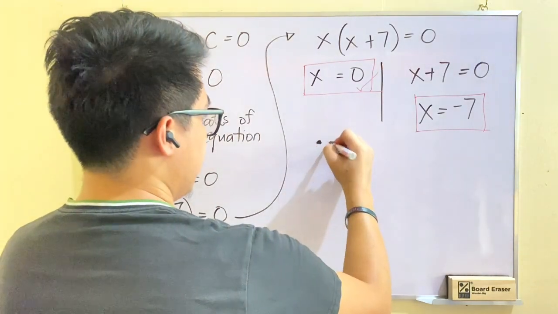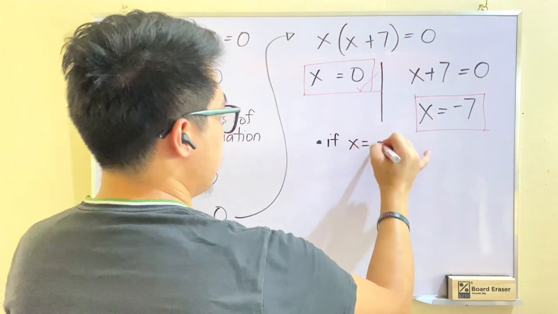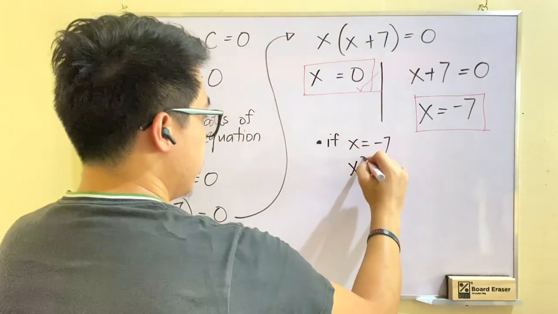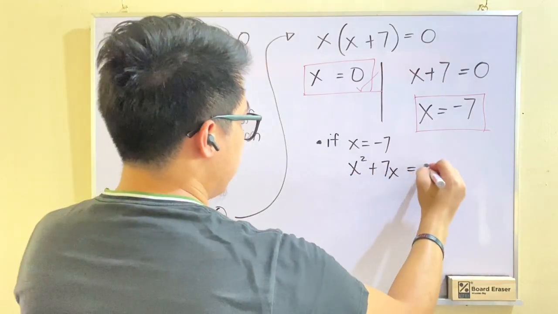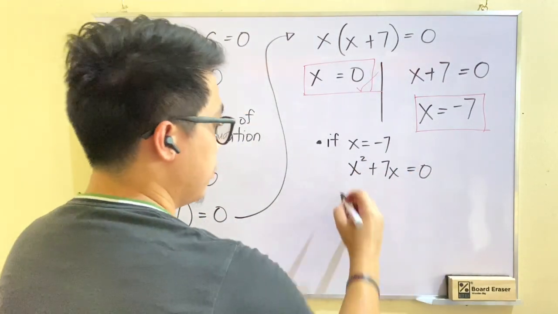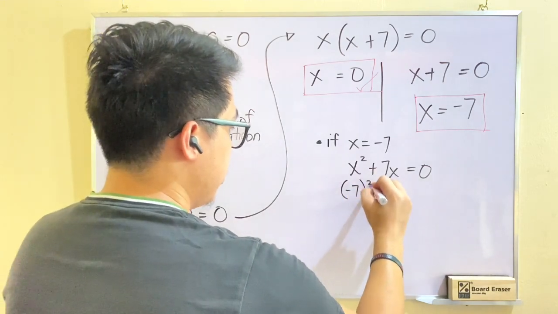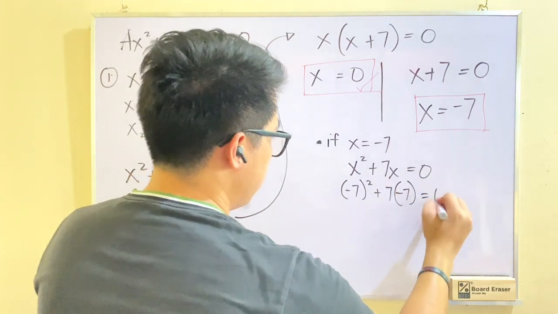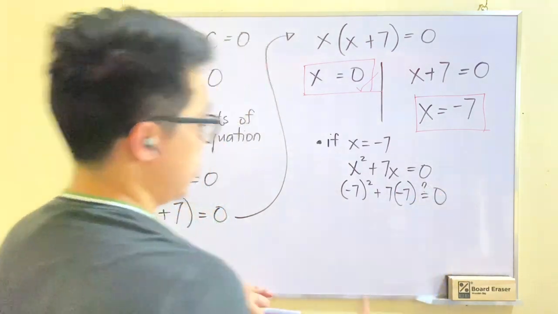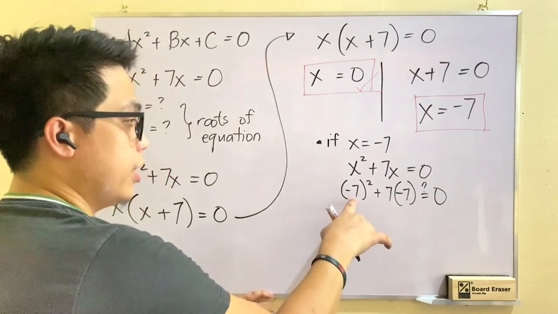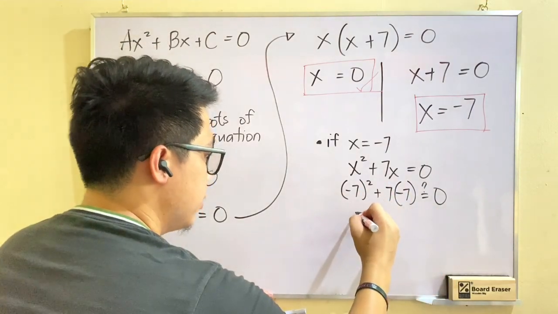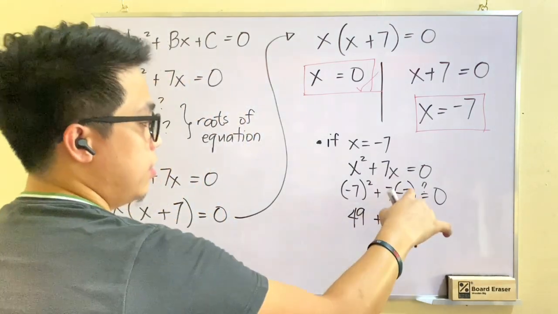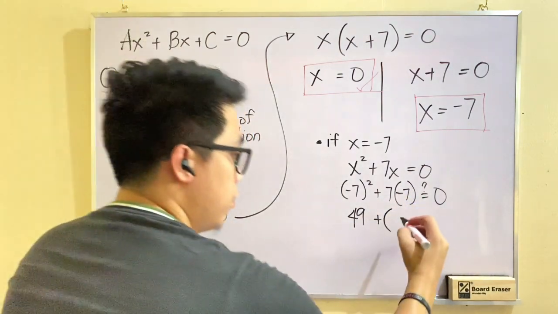So, if x is equal to negative 7, so ang equation natin given is x squared plus 7x is equal to 0. Substitute si negative 7. Negative 7 squared plus 7 times negative 7 is equal to 0. Is it equal to 0? Siyempre, i-confirm pa natin. Negative 7 squared is, tama, 49. Plus 7 times negative 7 is 49.